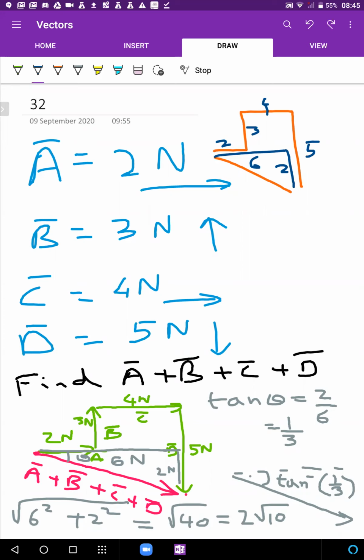And it's a slanting line. Yes, we're going to do some more sums using the polygon law. Did you understand why we created the triangle?